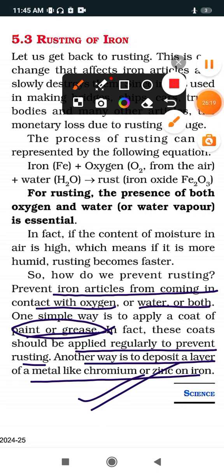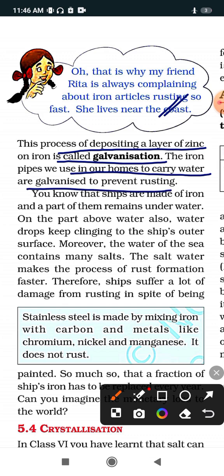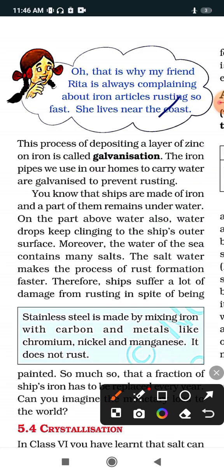Now Paheli said that her friends always complain about rusting of iron articles. Now see, the process of depositing a layer of zinc on iron is known as galvanization. Okay. The iron pipes we use in our home to carry water are galvanized to prevent rusting. So what is galvanization? When we apply a coat of zinc on iron, it is known as galvanization.